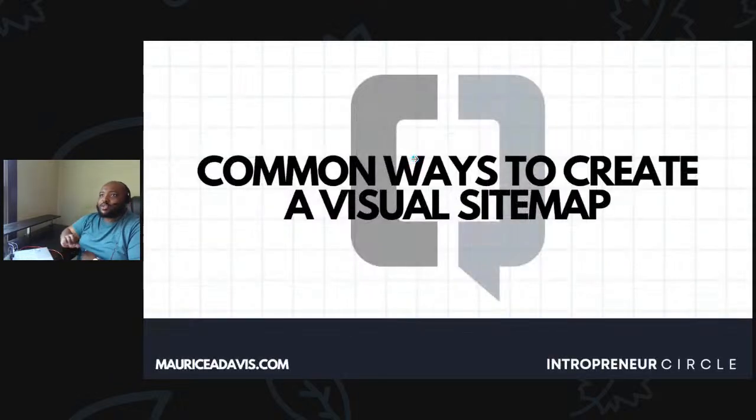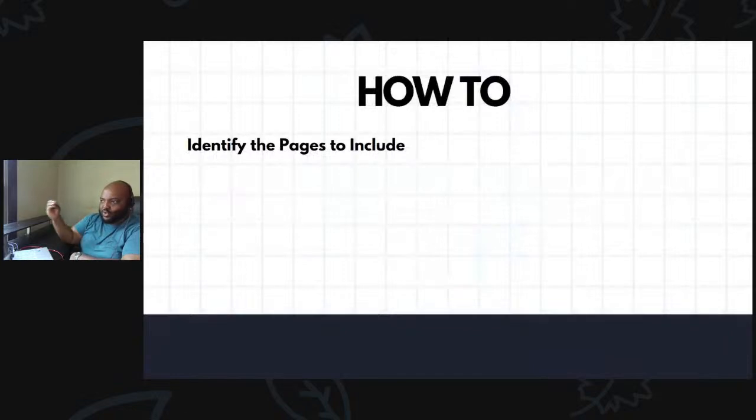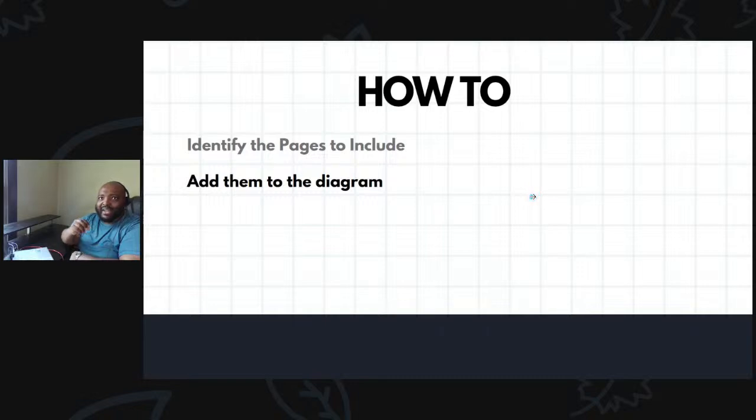All right, so common ways to create a visual sitemap. The visual sitemap, remember, is what we use when we're designing. The reason why we're starting here is because the visual sitemap is what we're going to use when we start thinking about what am I actually going to create? What do I need? And the first step in that is identifying the pages that you need included in your website. We'll go through that process here in a little bit, where we start talking about what it looks like for me to identify the pages that I want included on my website. The next one is to add them to the diagram.